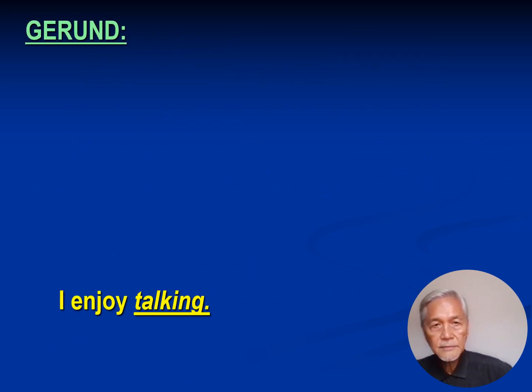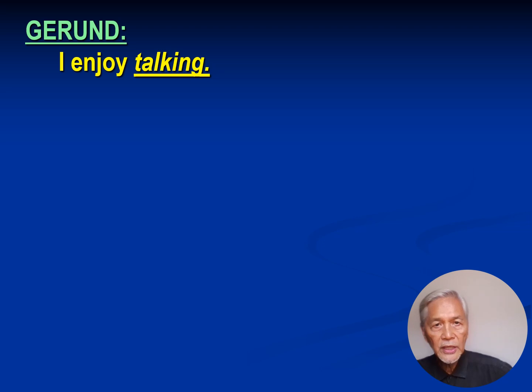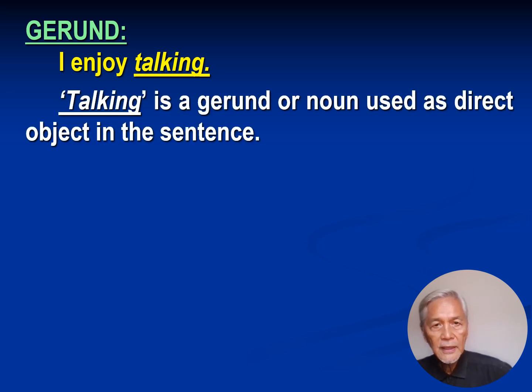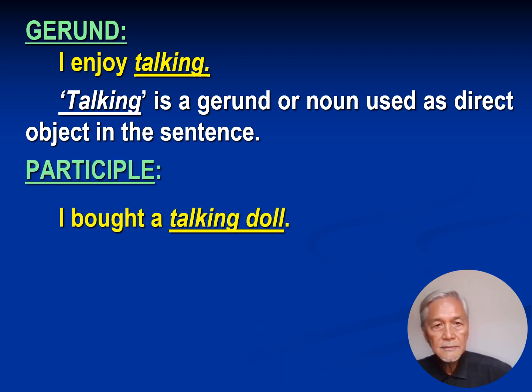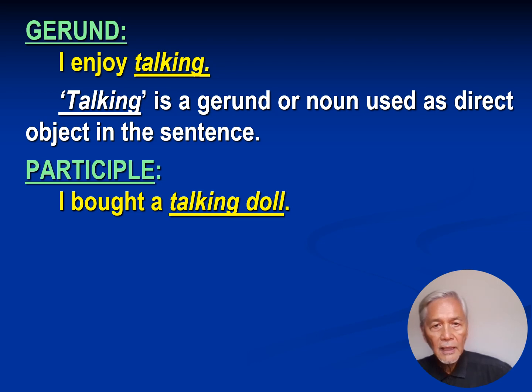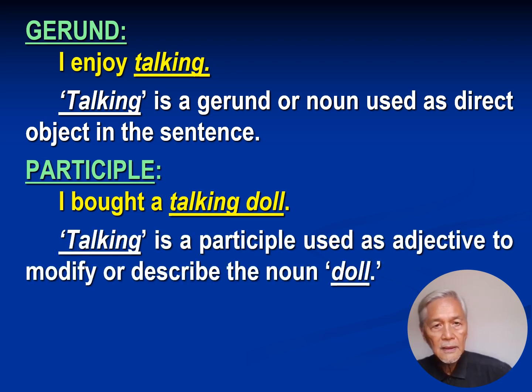Gerund. I enjoy talking. Talking is a gerund or noun used as direct object in the sentence. Participle. I bought a talking doll. Talking is a participle used as adjective to modify or describe the noun doll.